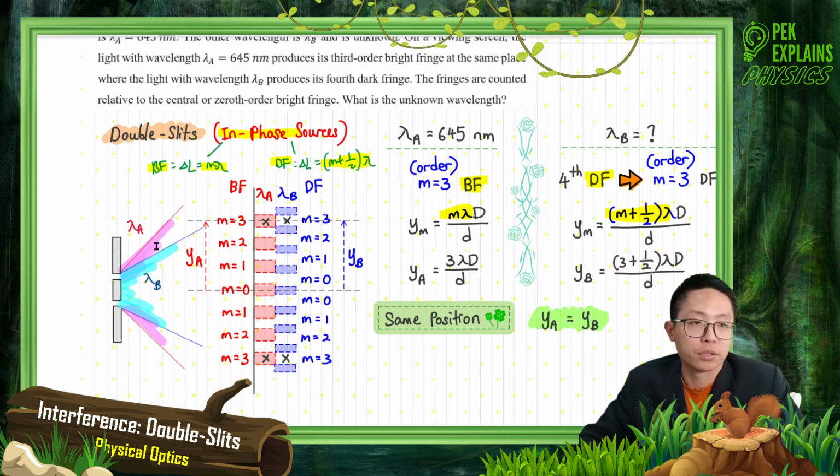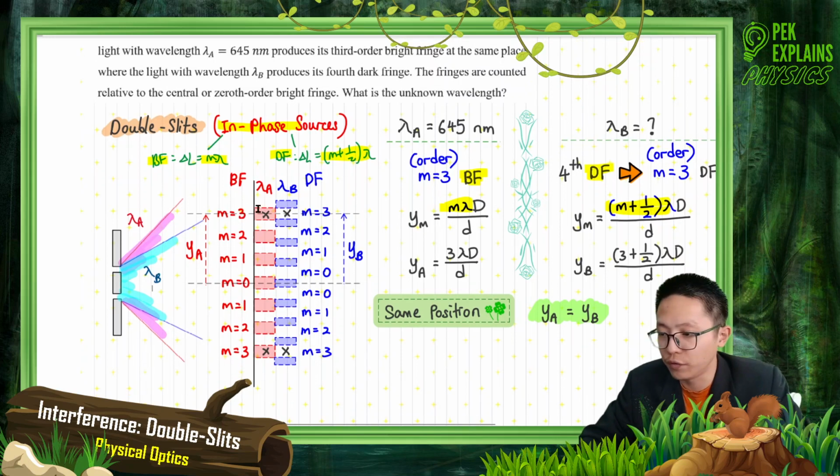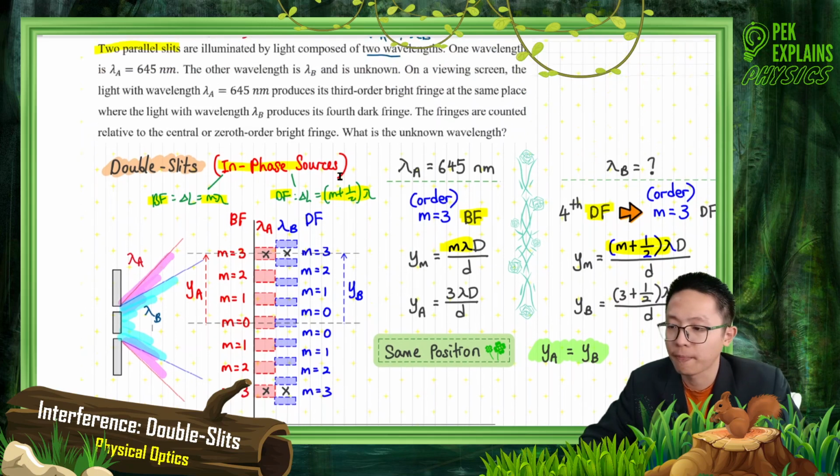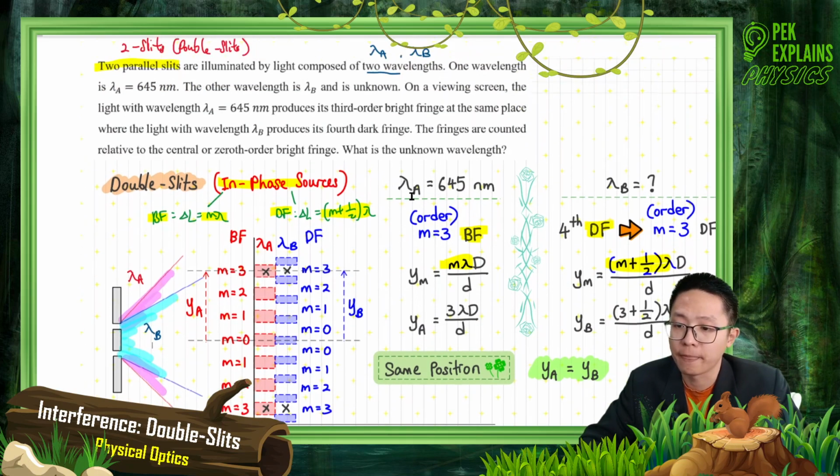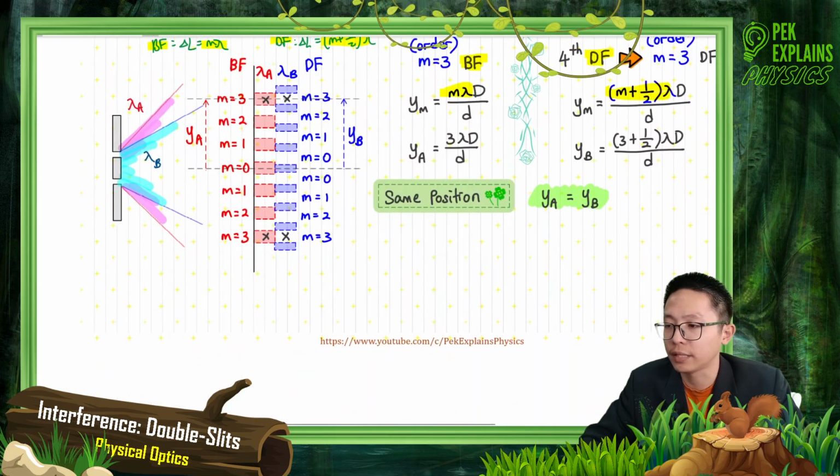Okay. So they form two different interference patterns. You see, it forms two patterns. The red interference pattern is for lambda A. The blue interference pattern is for lambda B. The separation between fringes is also different because the delta Y depends on lambda, isn't it?